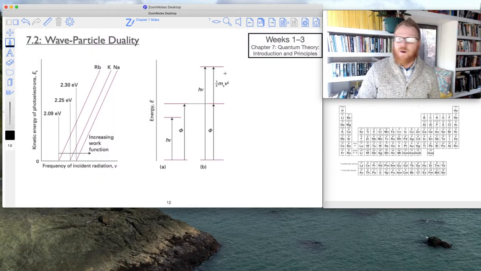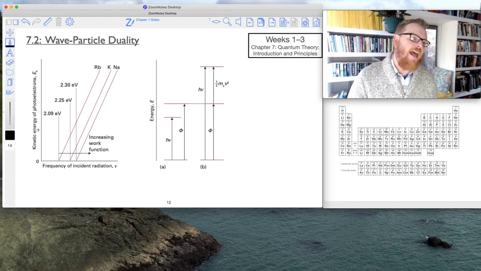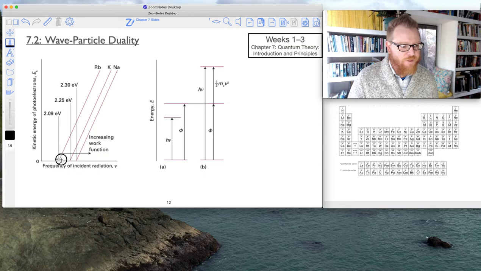And this is what would happen. This is what you would observe. Okay. So on the y-axis is kinetic energy of the photoelectrons. Okay. And on the x-axis is the frequency of incident radiation. And what's pretty cool here, so I'll point to this, I'll circle this right here.